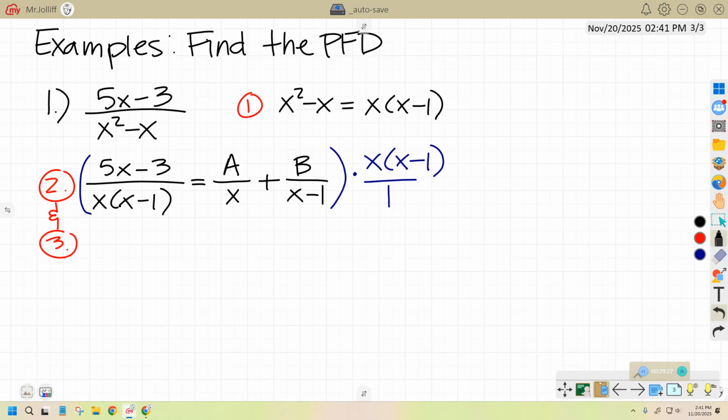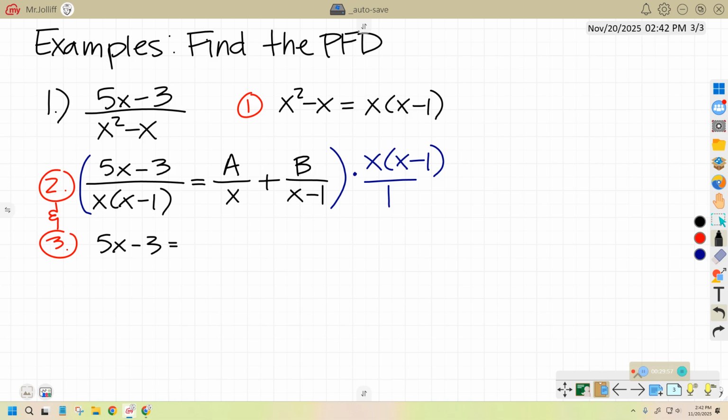When I multiply the left side, 5x minus 3 over x minus 1, times x minus 1, what happens to the denominator? It cancels out. Perfect. On the left, I should have 5x minus 3. If I am doing this correctly, at the end of step 3, I should not have any fractions left in my expression. That's how I know I did it correctly. I'm getting rid of all the fractions.